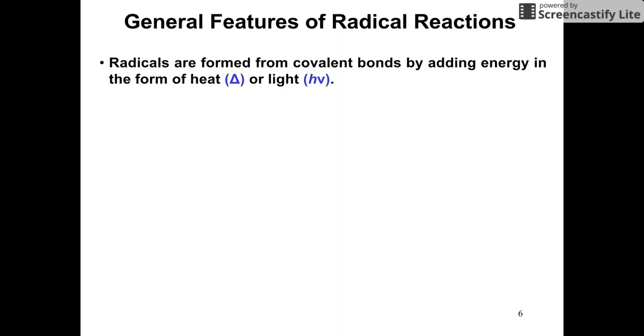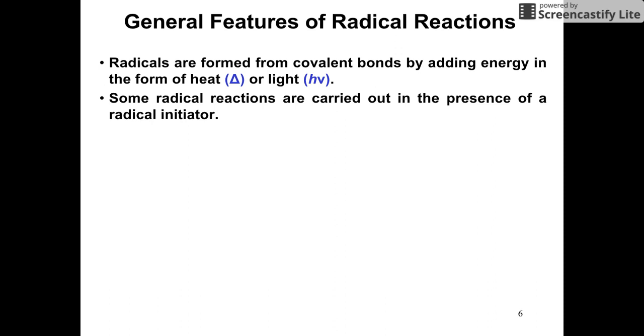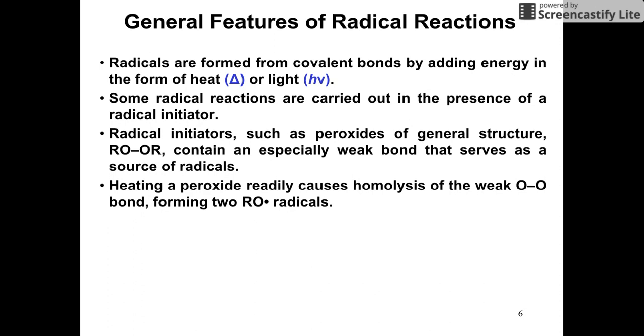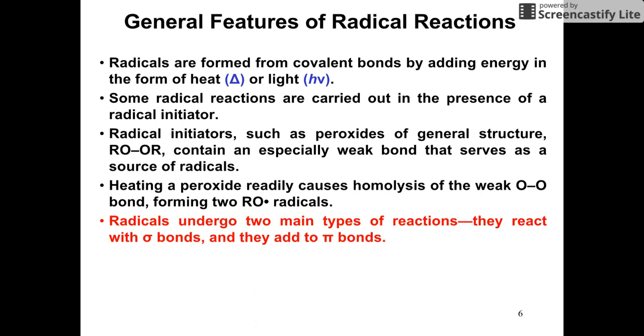In terms of the general features of radical reactions, light or heat is what's used to make these reactions go. Sometimes you need a radical initiator to start radicals forming, and these are generally peroxides. If you heat a peroxide, or you can use light also, you can break that weak OO bond, which is going to give us a radical. There are two major types of reactions: the radicals can react with sigma bonds, or they can add to double bonds.